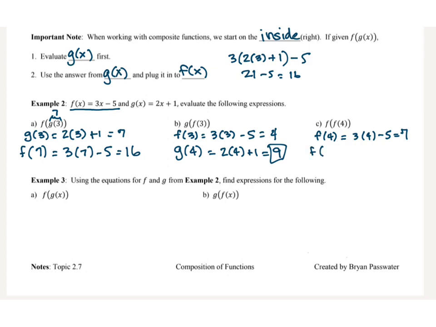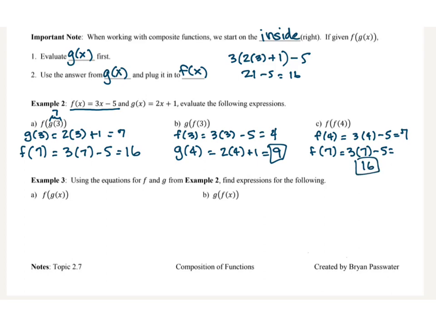Yes. So now we're looking for f of 7, which means I'm using the same function again. This time I'm plugging in a 7 for x. 3 times 7, 21 minus 5, 16.